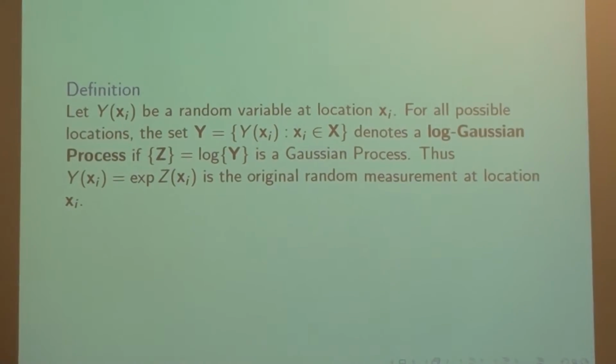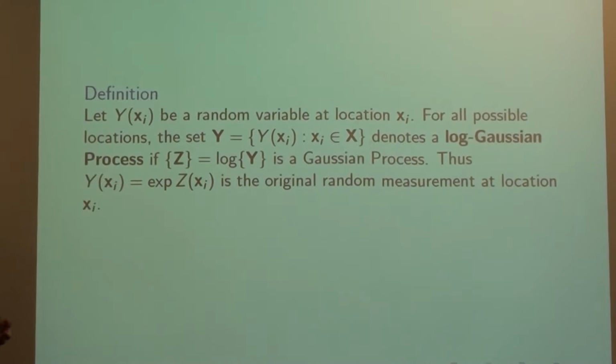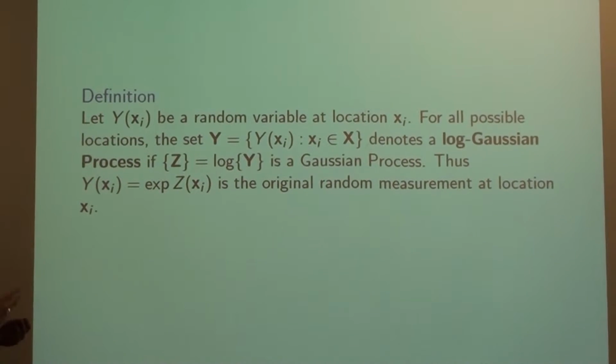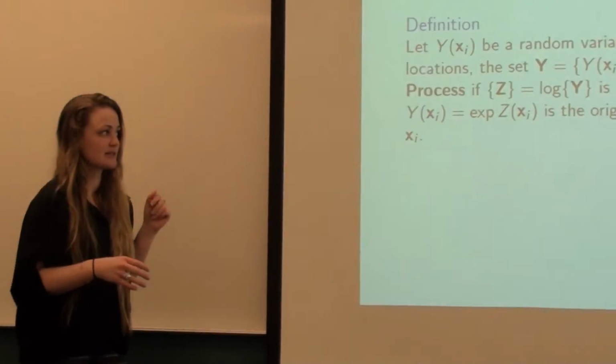So here's our definition of a log Gaussian process. What it really is, like I said, is just taking the log of the data and then assuming that that is distributed according to a Gaussian process.